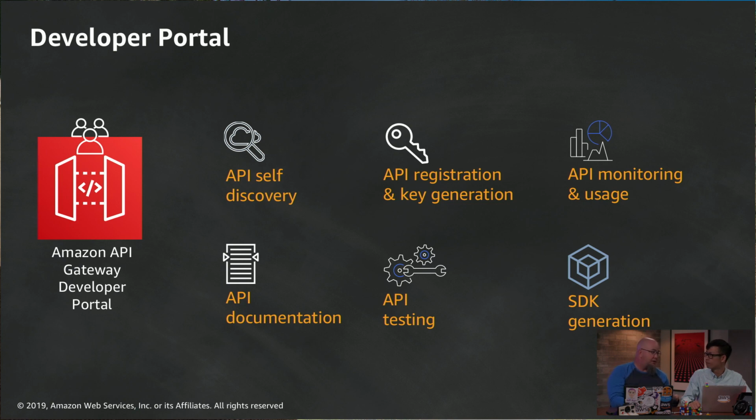So built into API Gateway is the ability to document, right? Yep, that's right. So at the method, at the resource, things like that. And so this API documentation is available through the developer portal. API testing. Hey, I want to test this, make sure I get back the right stuff before I start using it with my customers. And then the SDK generation.